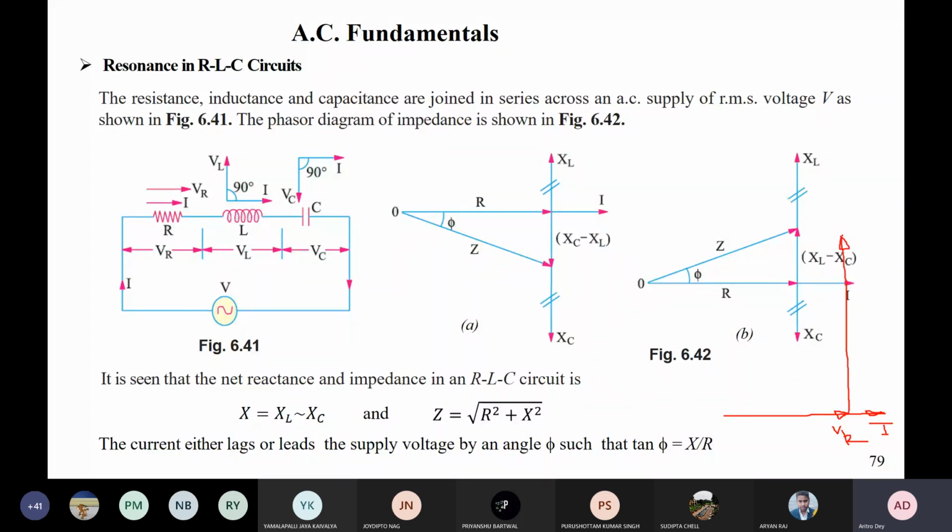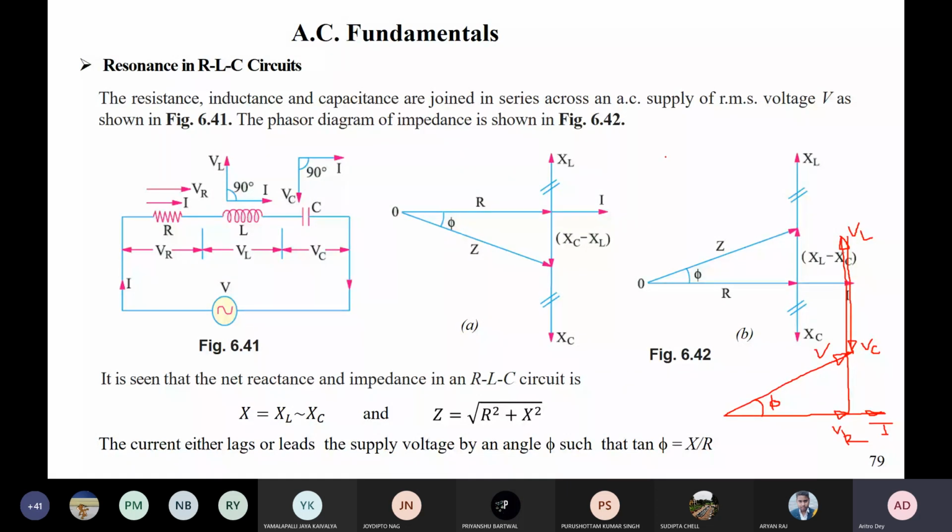This is your VL. And then you have the capacitive part, where in case of a capacitive circuit, VC will be lagging current by 90 degrees. So you can draw from here, which is VC, in the opposite direction. So this is your VC. Now the phasor sum of VR, VL, and VC will give you the total supply voltage V, because V is nothing but the phasor sum of VR, VL, and VC. So you can see that here your series current is lagging by an angle phi.